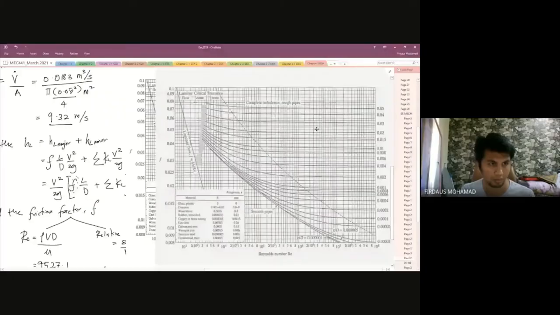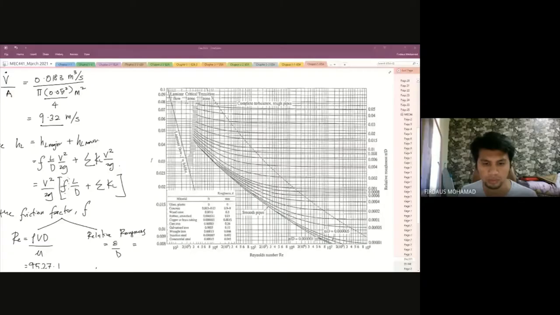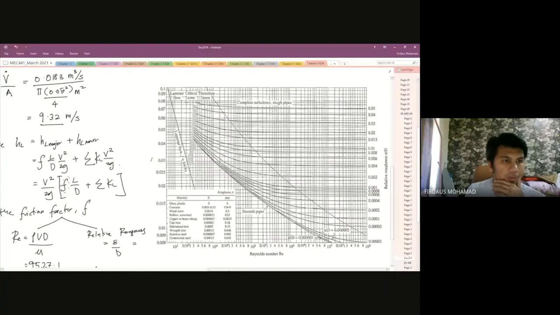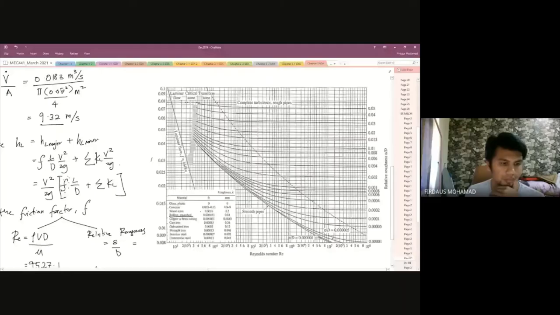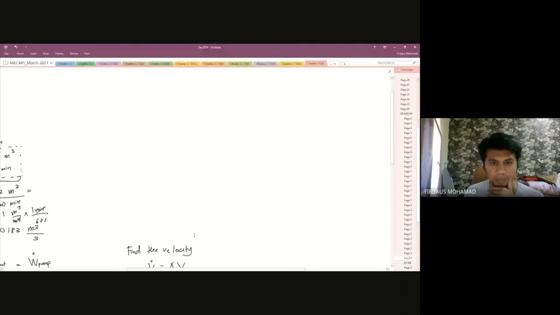Okay, so this is the Moody chart. Now, for relative roughness, what is the material of this pipe? Rubber. Smooth rubber hose. We have it here. For smooth rubber, what is the roughness? 0.01 millimeter.